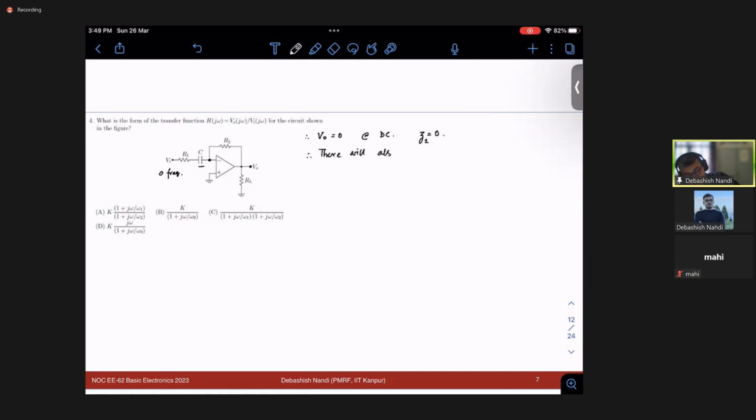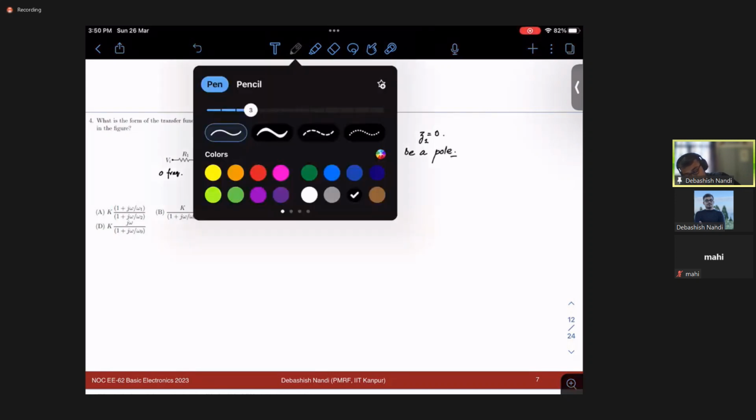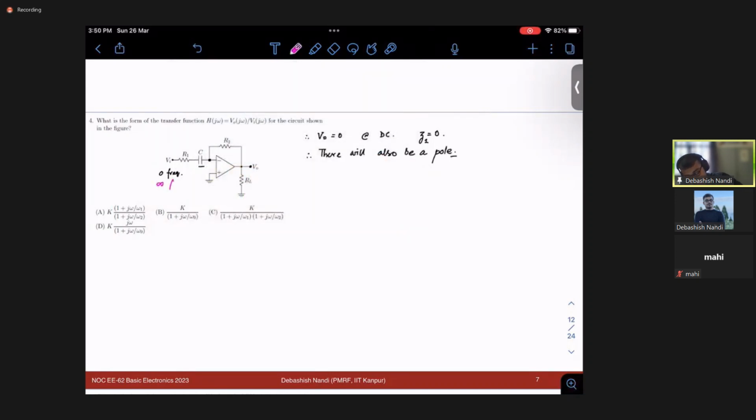There will also be a pole. How can you say that? Now suppose you apply infinite frequency. This capacitor will be a short and you will have a certain response, that is minus R2 by R1 of Vi. At omega tends to infinity, you have V naught equals minus R2 by R1 into Vi.